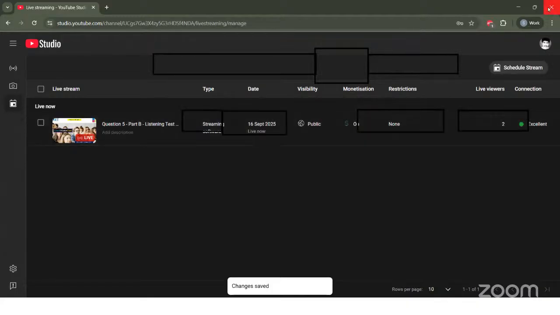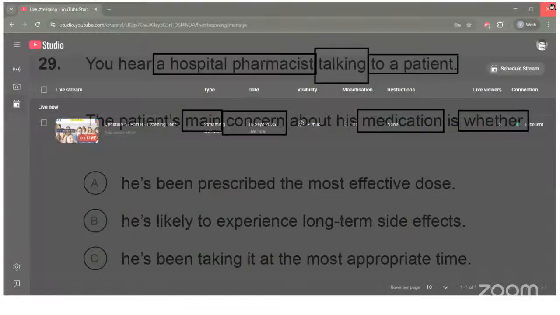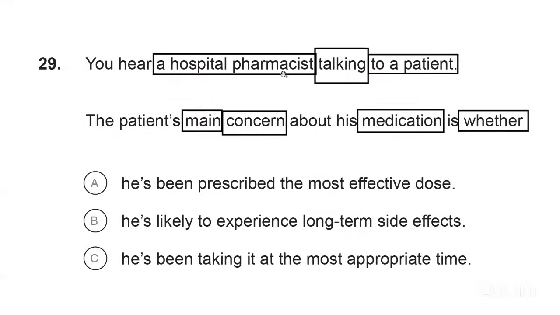So two people are speaking here. Okay. A hospital pharmacist is speaking, and he's talking to a patient. So this is a consultation with the patient. The patient has a problem with medication. He wants to know whether, regarding his medication, he has some concern.